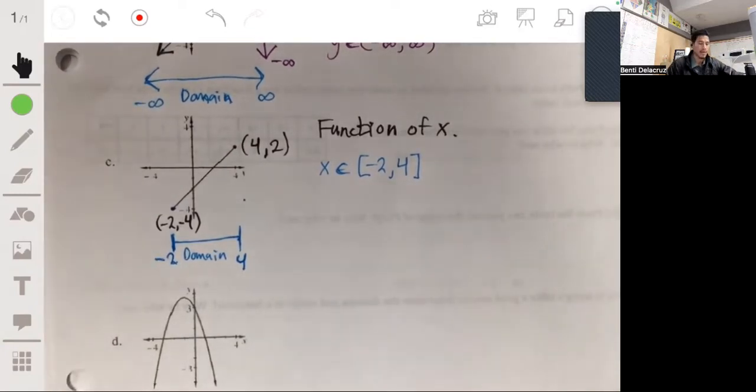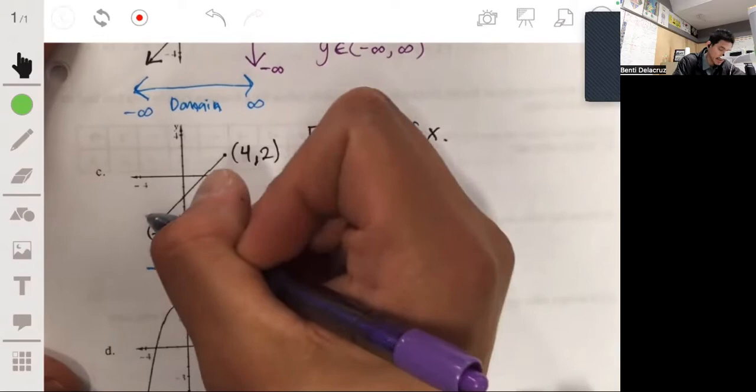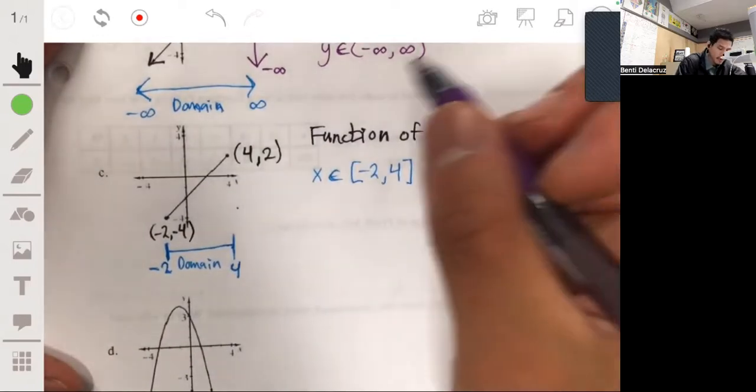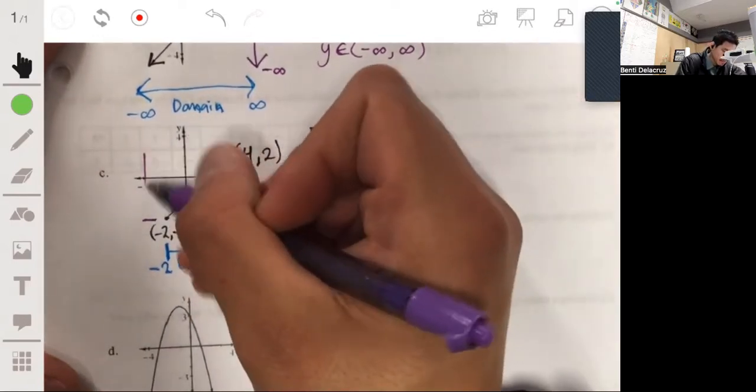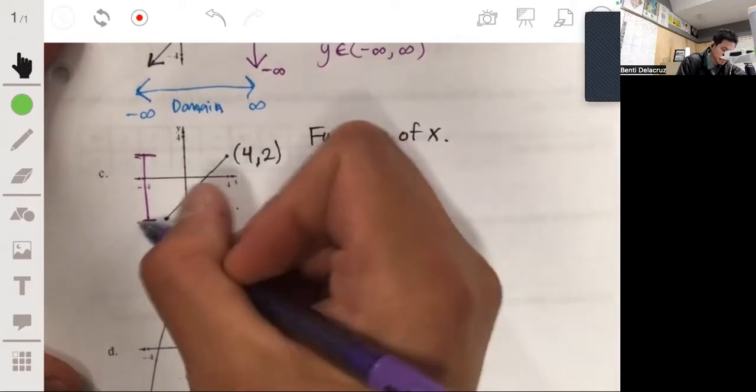Now the range, the up and down essentially, right? This up and down interval. So we go from here to here, essentially, that's the range.